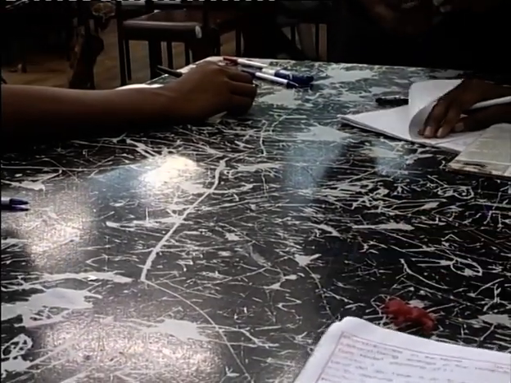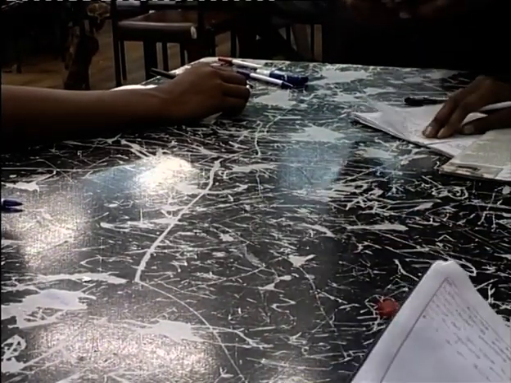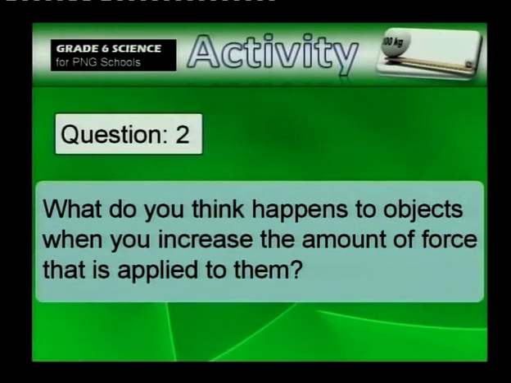All right, for question number 2, what do you think happens to objects when you increase the amount of force that is applied to them? Now, in that case, you can push or tap the toys that you have hard, okay? Push the toys hard, and you see how fast it can go. That's for question number 2.